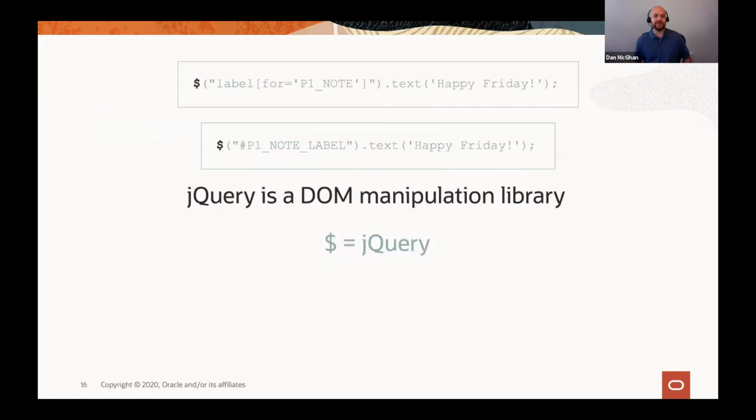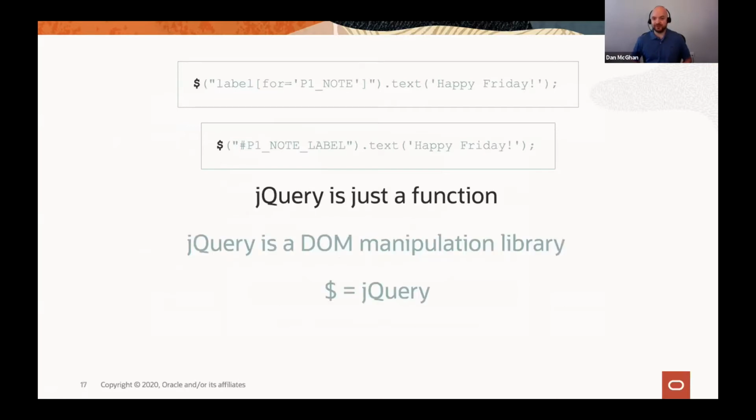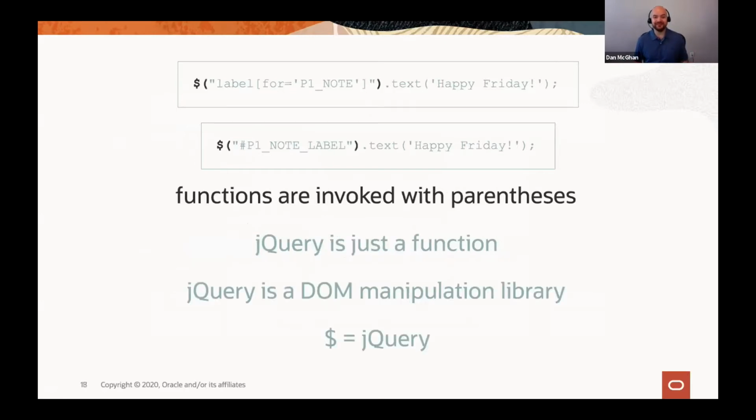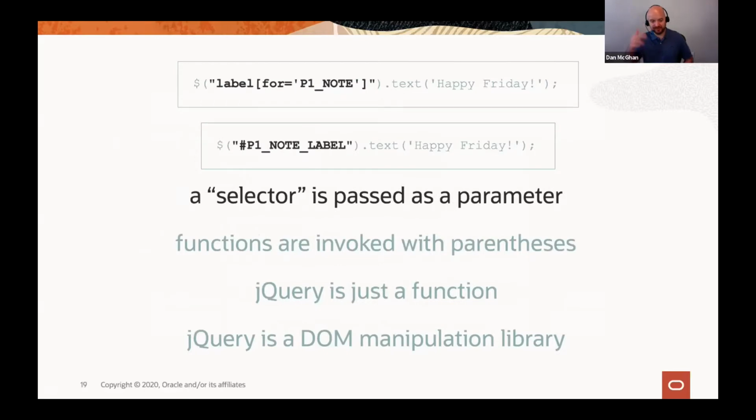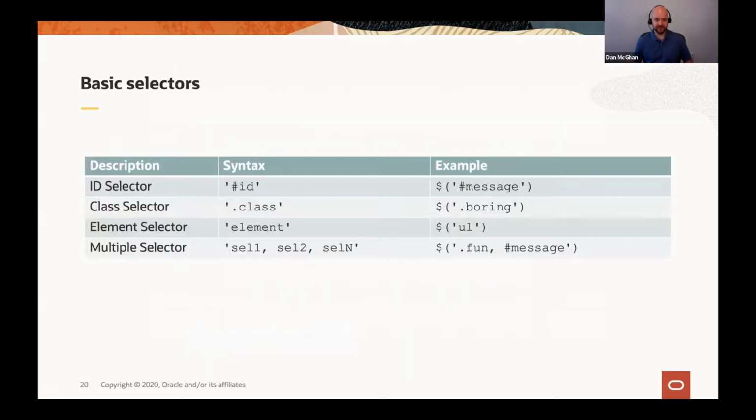All right, so what is jQuery? Well, nothing special there either. jQuery is just a function, and when you have a function, just like in any other language, what are you going to do? You're going to invoke it, and we do that with parentheses, of course. So we're going to invoke jQuery, and in this case, what we're passing in both examples is a string, and the string is what we call a selector. It's a very expressive way to select elements within the web page.